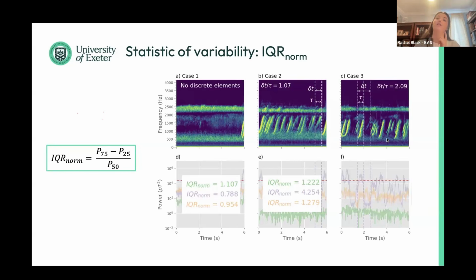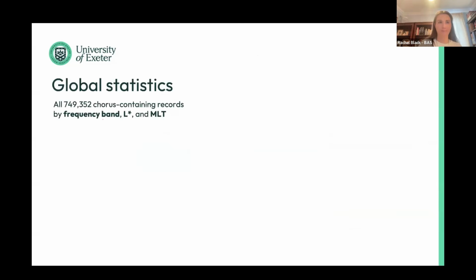Now, again, we have another example of lower band with rising tone elements. However, there's distinct separation between some of these elements such that they're not overlapping at all. And you can see that this means that their normalized interquartile range rises up to 10, whilst the others remain around 1 again. So essentially, we're using this measure of the spread of power as indicative of how structured the wave spectra are.